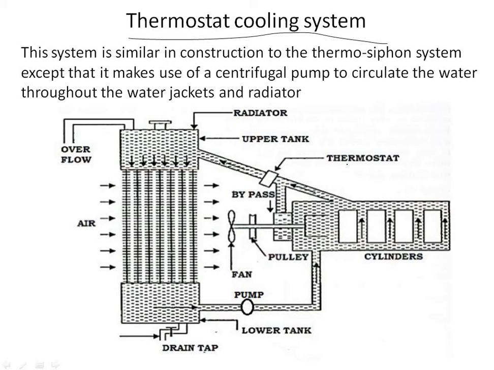First we'll discuss the parts of the thermostat cooling system. That is the water pump. This is a centrifugal pump. It is centrally mounted at the front of the cylinder block, and it is usually driven by means of a belt. Next is the water tank, and next one is the fan.